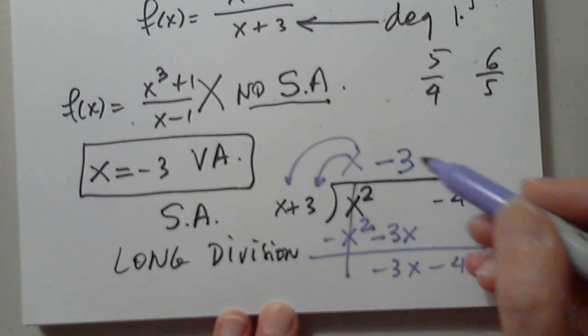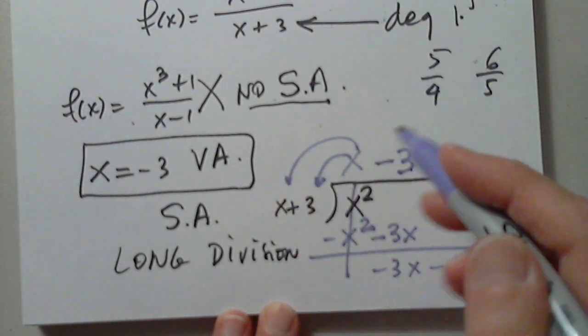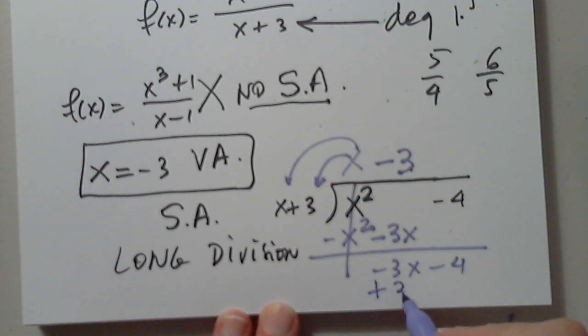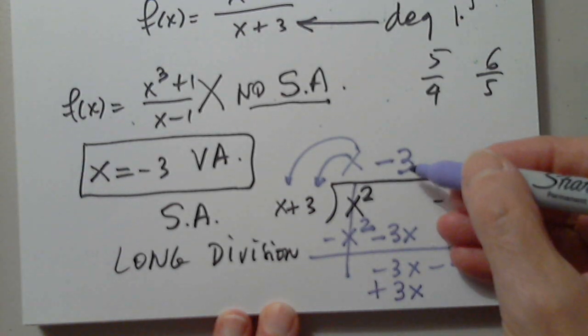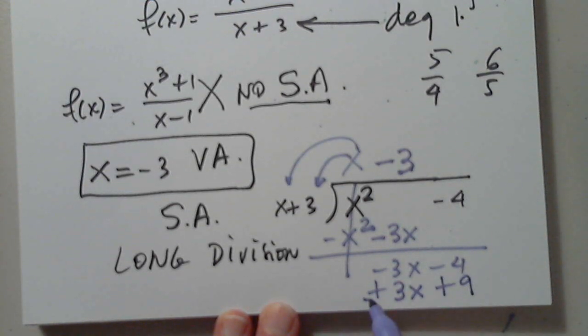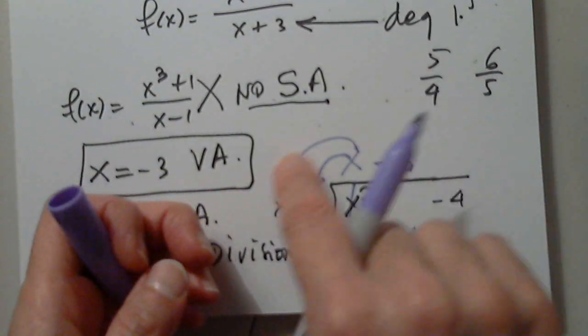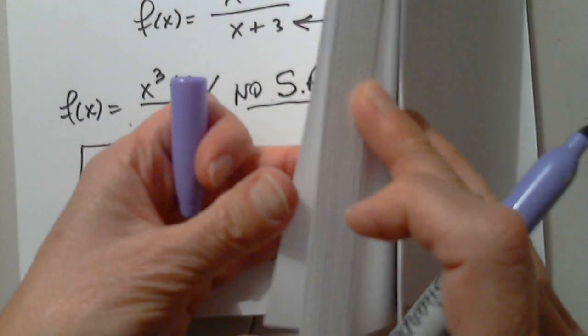Negative 3. Excellent. I go back and distribute to both. Negative 3 times x is negative 3x, but I change the sign because I subtract. Negative 3 times positive 3 is negative 9, but I have to change the sign. These two go away, and negative 4 plus 9 is 5. How do I write this function using the information I have right now?